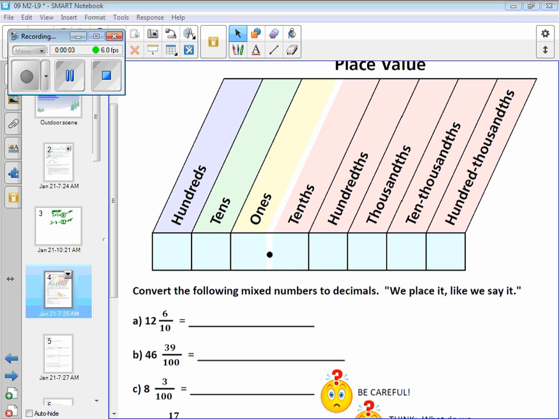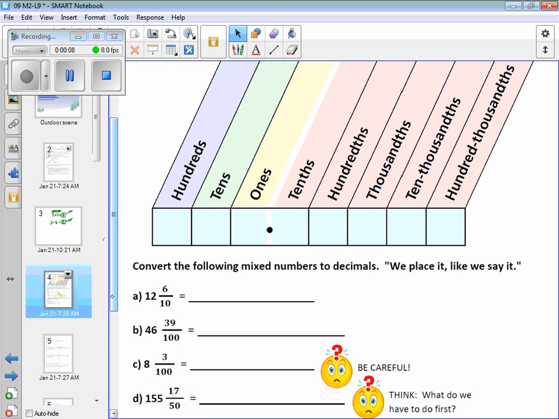A quick recap then on place value. When we take these mixed numbers, we're going to place it like we say it. So how would you say this first number out loud? Nick, say it again. 12 and 6/10. So I'm going to write in this little place value chart, but I can erase here, so I don't want you to do it up here. I just want to show it to you how this is going to place value itself.